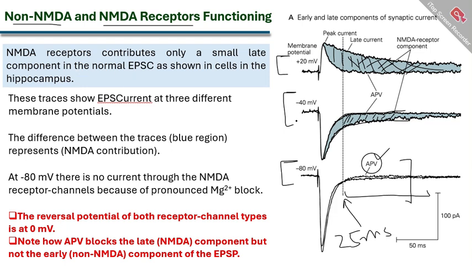One more thing is that from -40 to +20, you can see that there is a change in the direction of the current. This is because of the reversal potential. The reversal potential for both of these receptors is 0 millivolts.